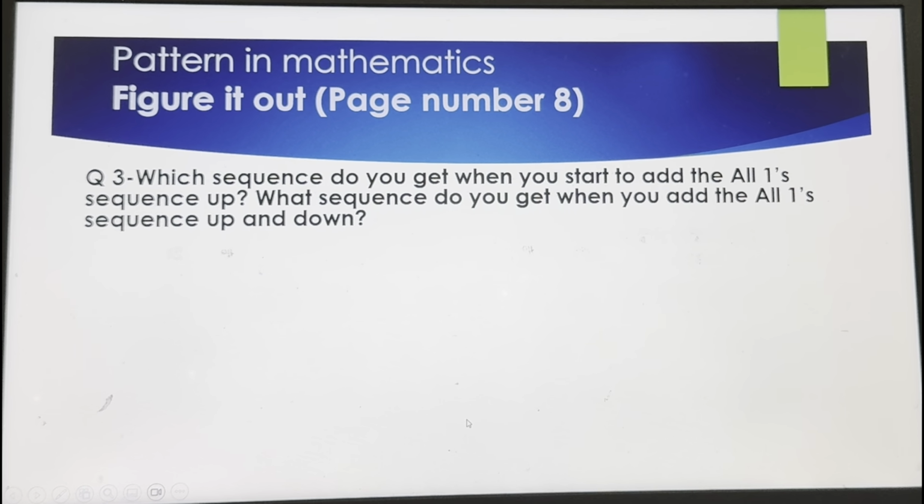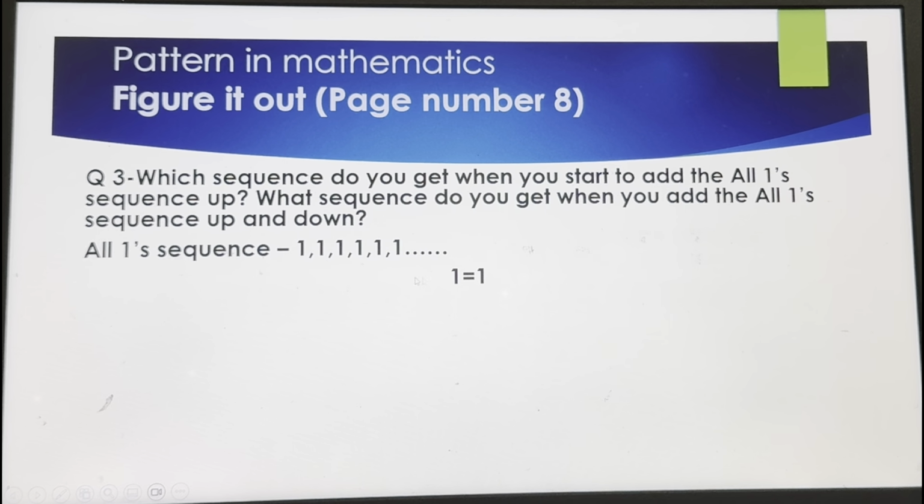Now question number 3. Which sequence do you get when you start to add all ones up? One sequence, you remember one sequence we did in previous videos. What sequence do you get when you add the all ones sequence up and down? Now there are 2 questions over here. One is all one sequence up. So first let us see that part. All one sequence means 1, 1, 1, 1.